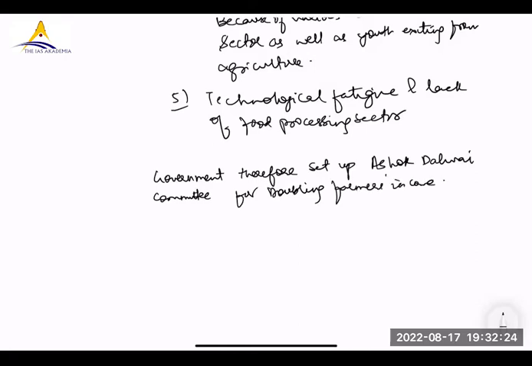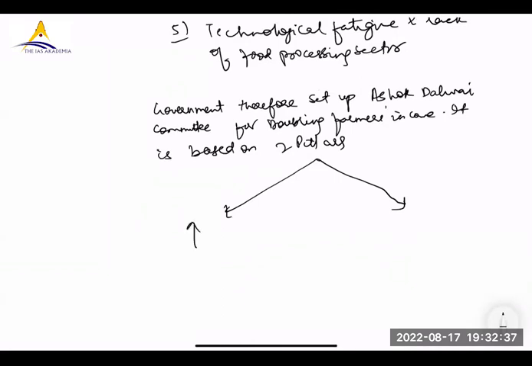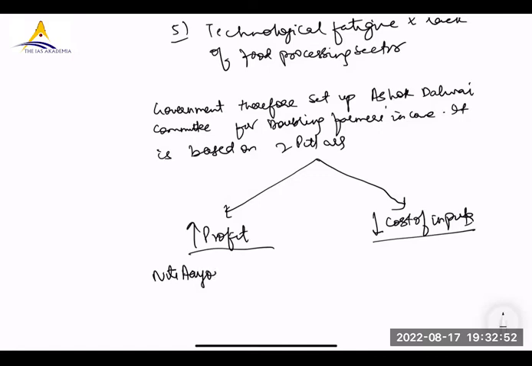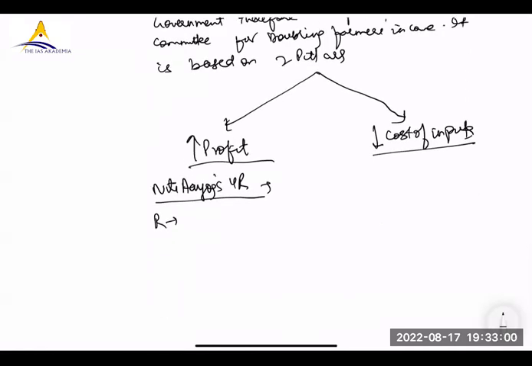Farmers' income, it is based on two pillars. What are the two pillars? How can you double farmers' income? If you increase profit and reduce cost of inputs. How can you increase farmers' profit? Niti Aayog suggests 4R method. 4R method of Niti Aayog.